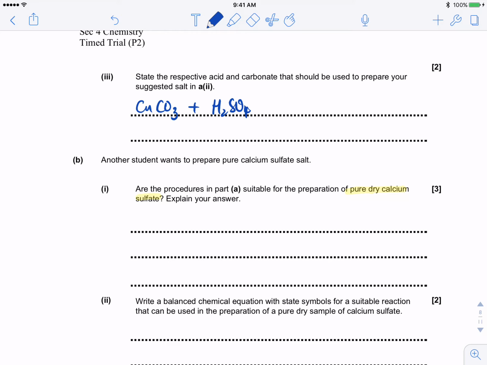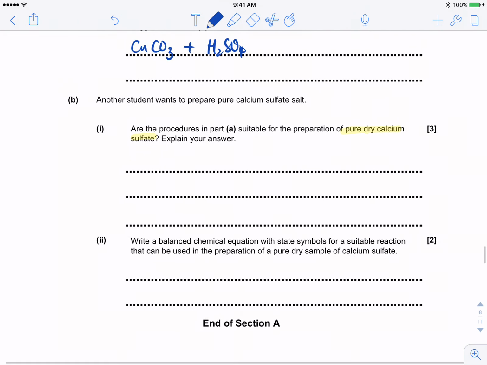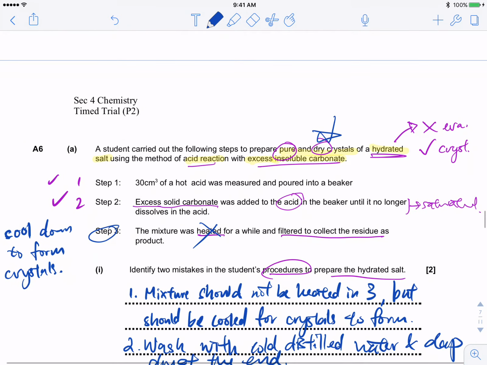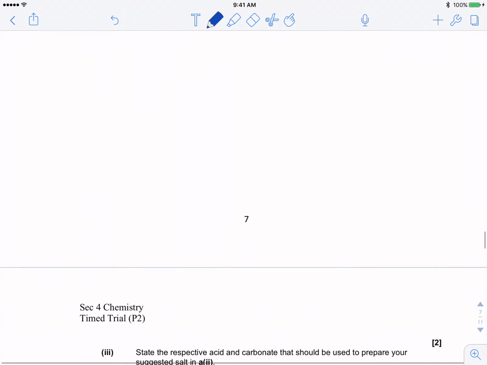Okay. Next, another student wants to prepare pure calcium sulfate salt. So are the procedures suitable for the preparation of pure dry calcium sulfate? Explain your answer. Now, whenever we talk about salt preparation, the first question we should ask ourselves is, is it a soluble or insoluble salt? So is calcium sulfate soluble or insoluble? Okay, the answer is it is insoluble. If it's insoluble, the method is clear. There's only one way, which is ionic precipitation.